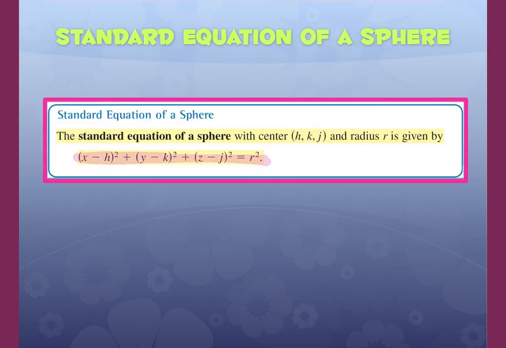X minus h squared plus y minus k squared plus z minus j squared equals r squared. Don't ask me why j comes after h and k. It makes no sense, but it's the way it's done. So your center is (h, k, j), and your radius is still r.